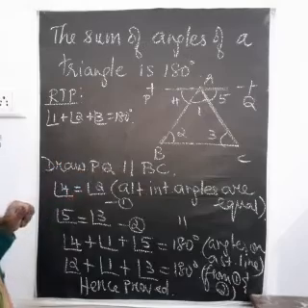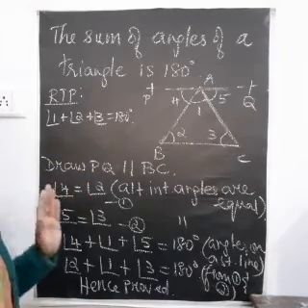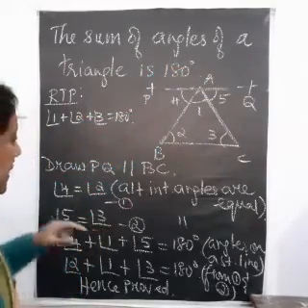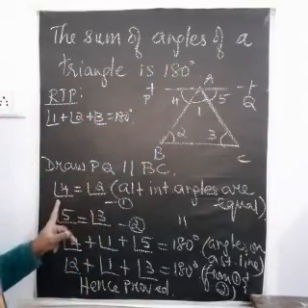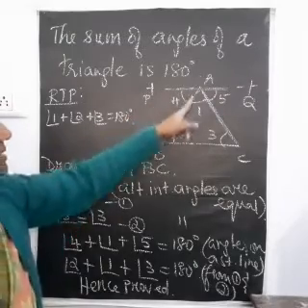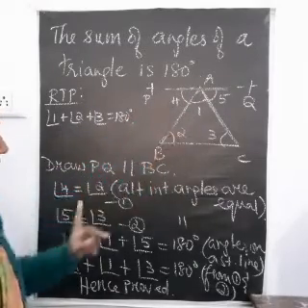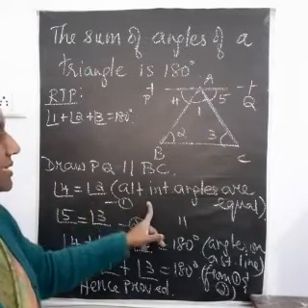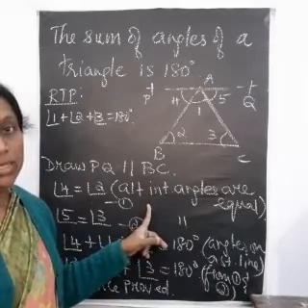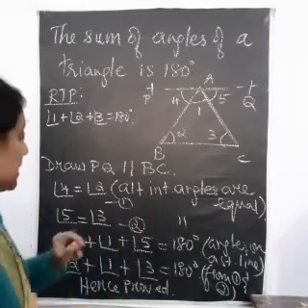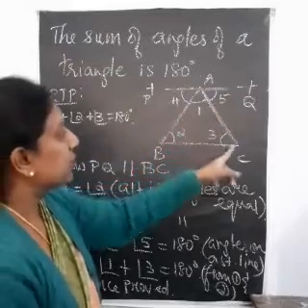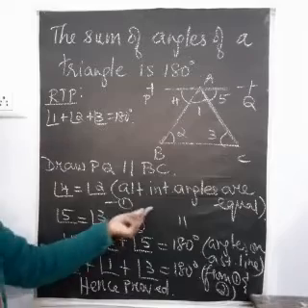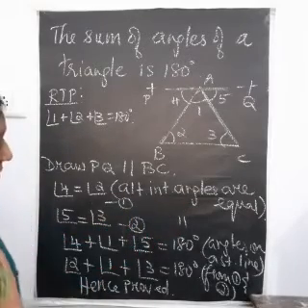So now I am going to prove this. I am drawing a line PQ which is parallel to BC. If PQ is parallel to BC, what happens? Then by the Z theorem, I can say angle 4 equal to angle 2. Why? Because alternate interior angles are equal in case of parallel lines. The same way, in this Z theorem, what do I get? Angle 5 equal to 3. The same reason, alternate interior angles are equal.